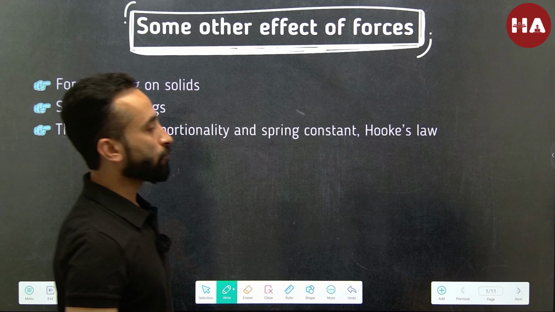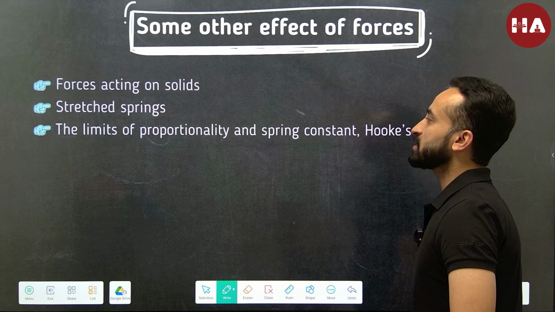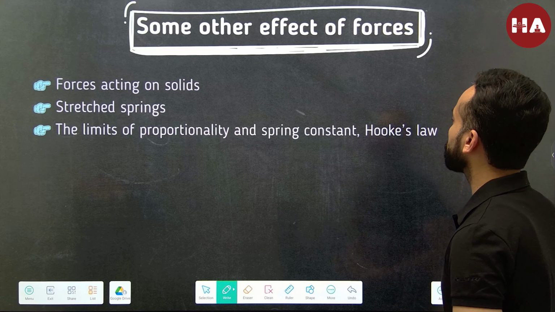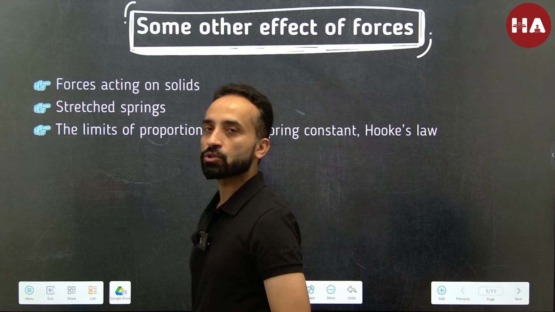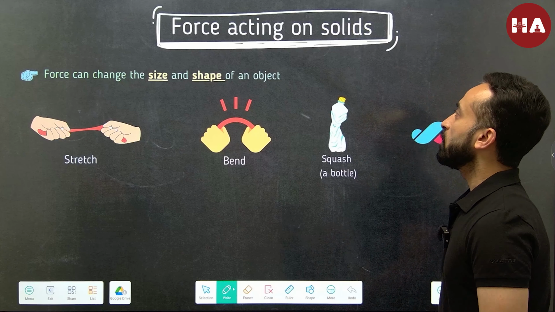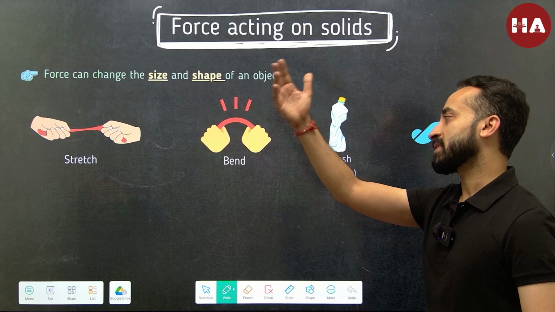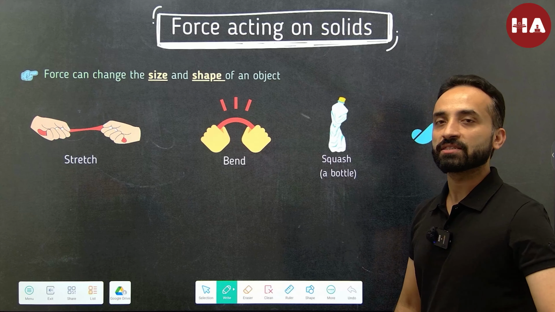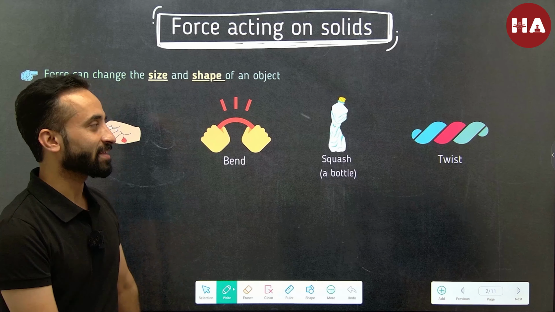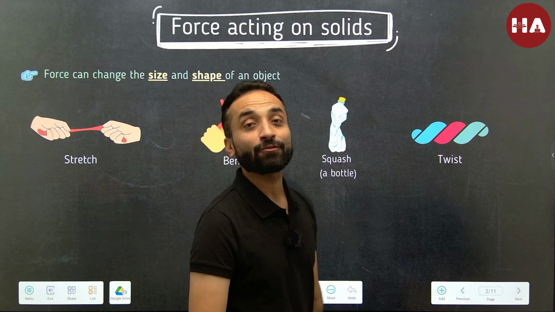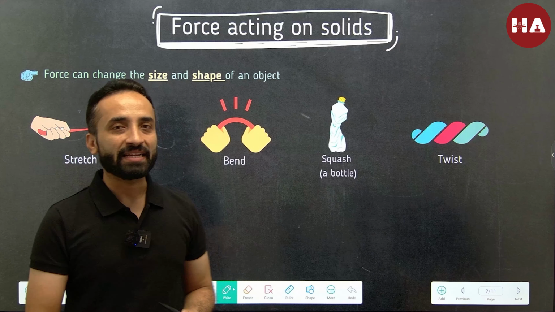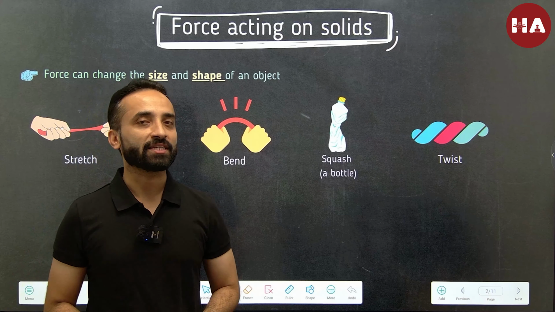Alright, so forces acting on solids, stretch spring, the limits of proportionality and the spring constant, as well as Hooke's law. This is what we are going to talk about. Forces acting on a solid can change the shape, can change the size. As you can see in this, you can squash a bottle and stuff like that. So this is another effect of forces. Since we are discussing forces, it is necessary that we discuss this effect as well.